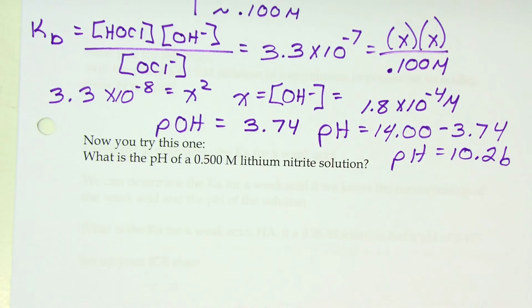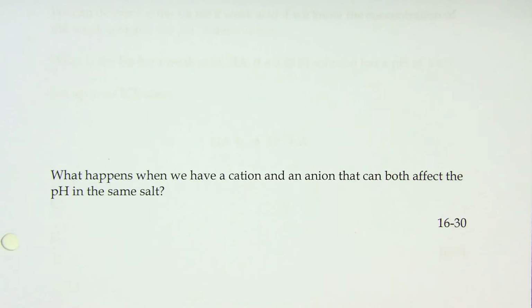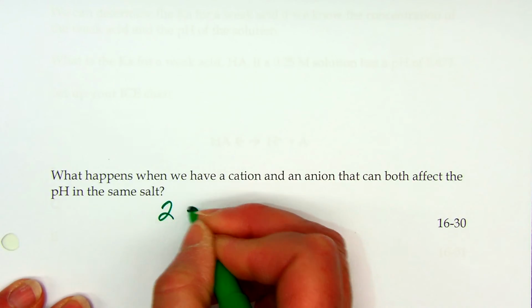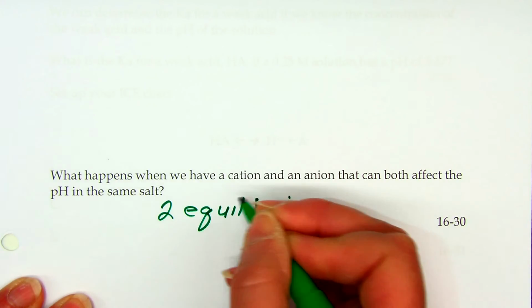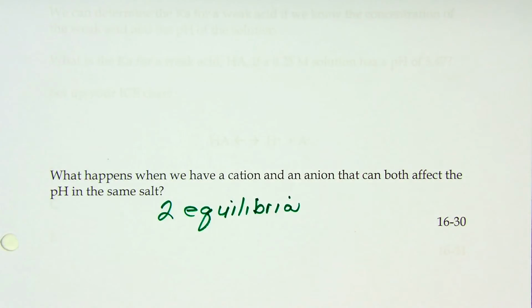So now let's look at what happens if we have a salt that contains 2 pH active species. If we have a salt that has a cation that is the conjugate acid of a weak base and an anion that's the conjugate base of a weak acid, then you have 2 equilibria. You will have your acid acting like an acid and you'll have your base acting like a base, and they compete.